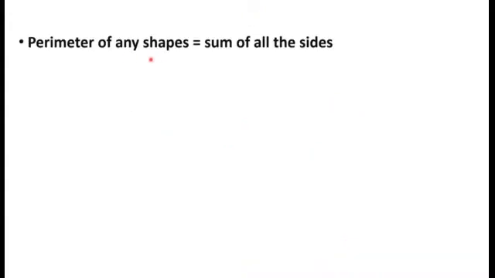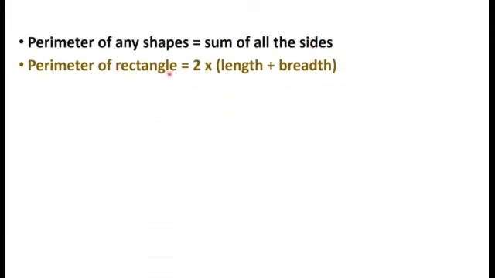Next, perimeter of any shape is equal to the sum of all the sides. Whenever we want to find the perimeter of any shape, we have to add all the sides' lengths. Next, perimeter of a rectangle is equal to 2 into length plus breadth. As you can see, in a rectangle we have two opposite sides equal. So we take 2 times length plus breadth. This is the formula for finding the perimeter of a rectangle.